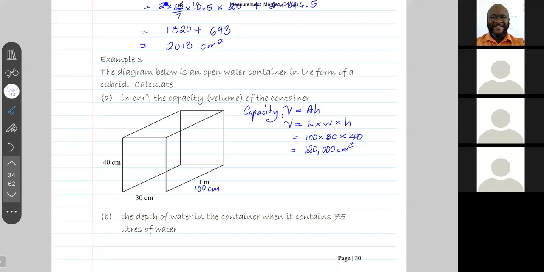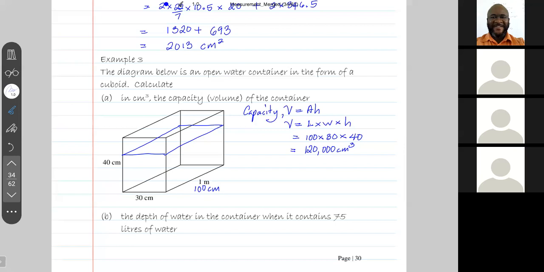Next, we're asked to calculate the depth of water in the container when it contained 75 liters of water. All right, so somebody poured some water in the container. No, the container is not full, and I'll show you why in a second.